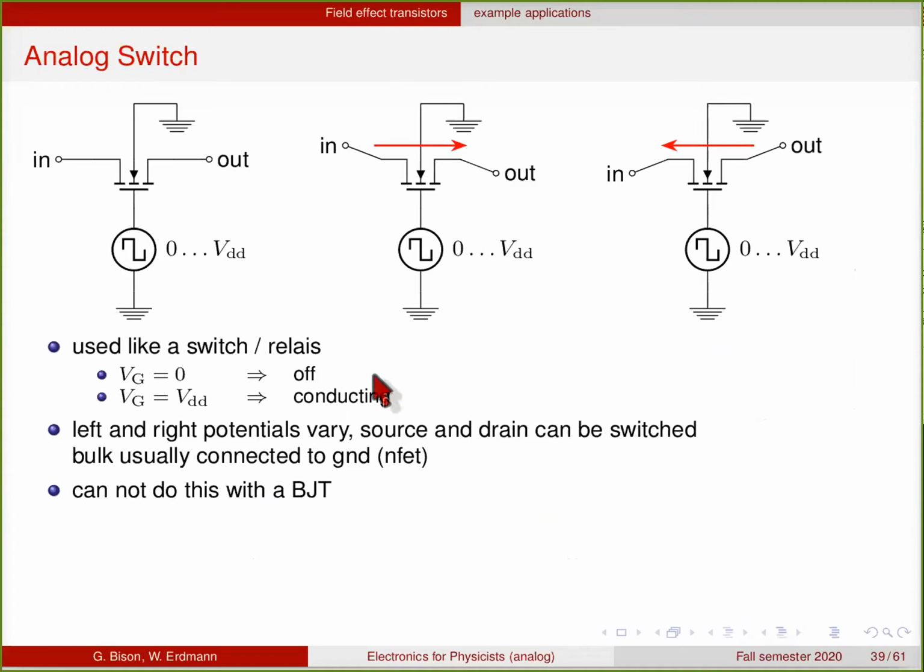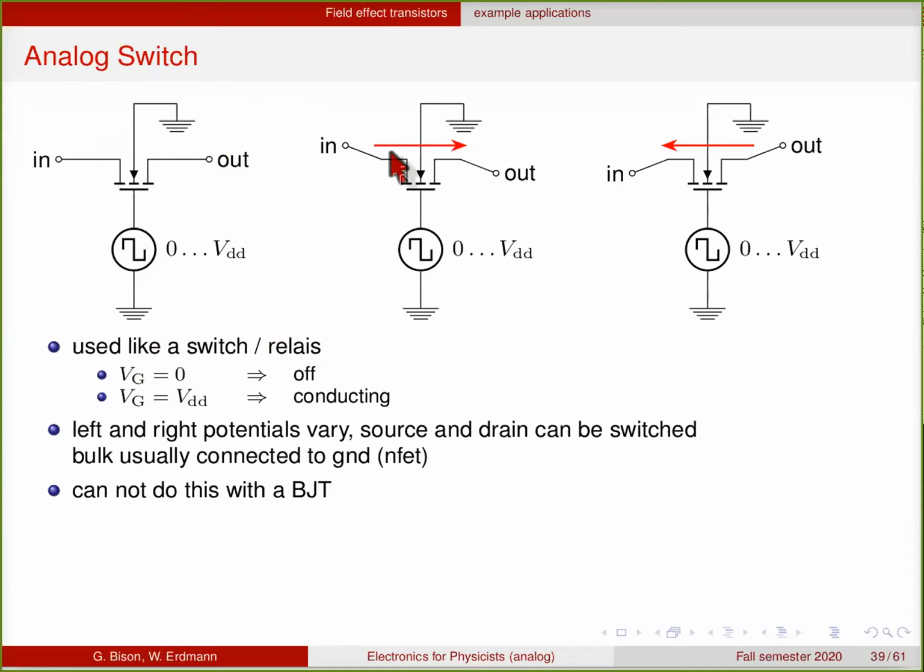Another interesting thing you can do with these is to use them as a mechanical switch or a relay. So if you have 2 signals that are, let's say, at similar potentials here, if you pull the gate to 0, this is an NFET, which you can see from the arrow going towards the channel. So if you pull the gate to 0, then the switch is off, and if you pull the gate to the positive rail, then the channel is conducting, the transistor conducts, and this will work either way.